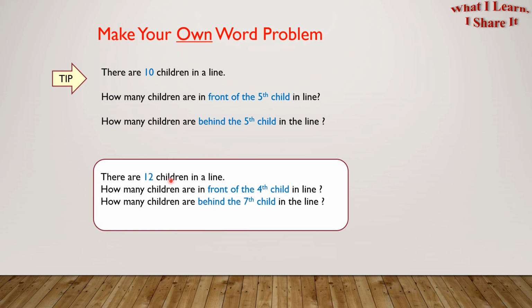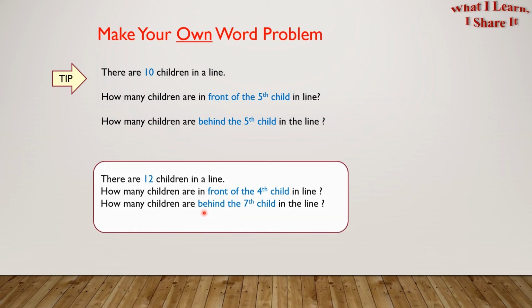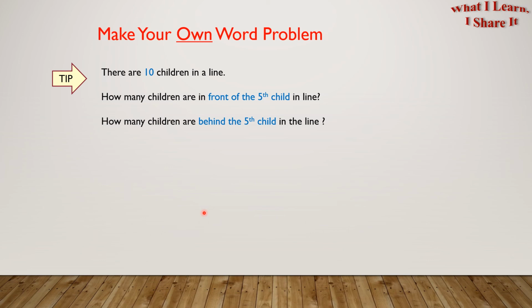There are 12 children in a line. How many children are in front of the fourth child in the line? How many children are behind the seventh child in the line? So easy to make our own word problems. I hope you'll definitely try to make some.